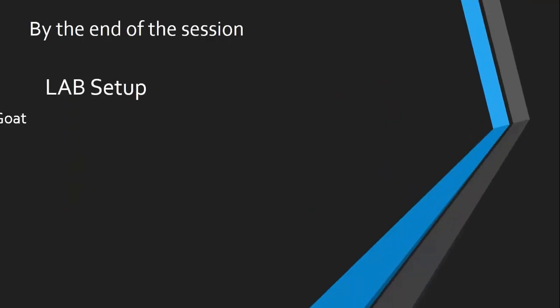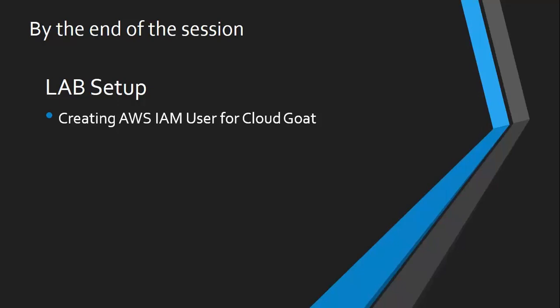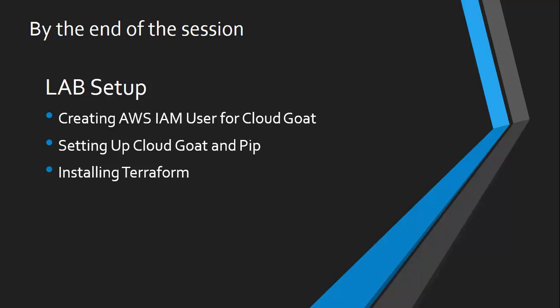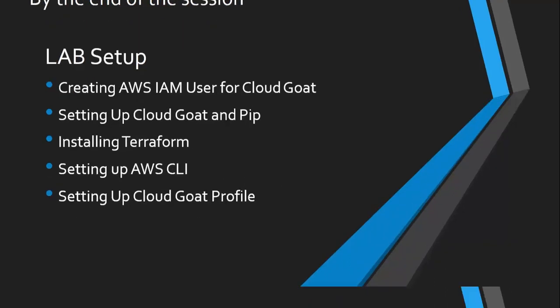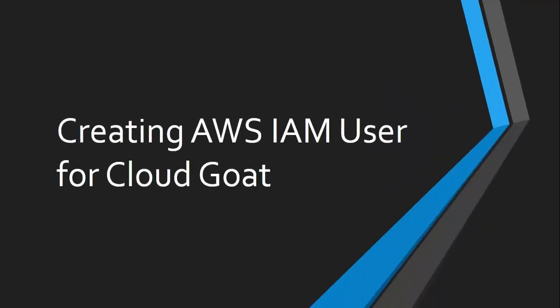In this session, we are going to complete our lab setup. This is going to be the last session in the lab setup. We are going to create our AWS IAM user account for CloudGoat. We are going to set up CloudGoat and install pip. We are going to install Terraform, AWS CLI, and we'll set up a profile for AWS CloudGoat as well as AWS CLI. So let's get started.